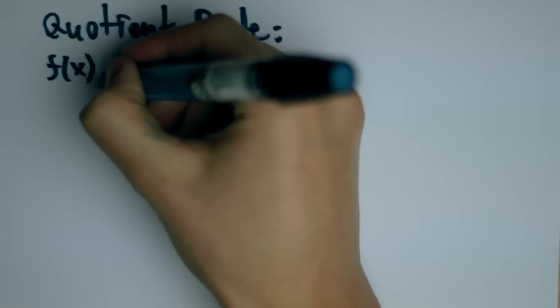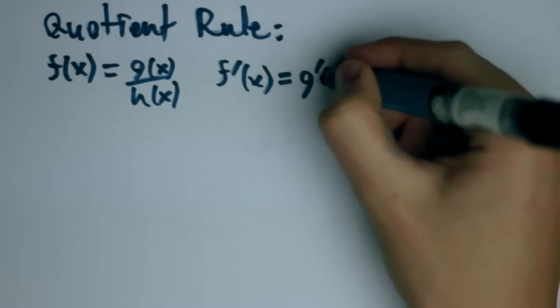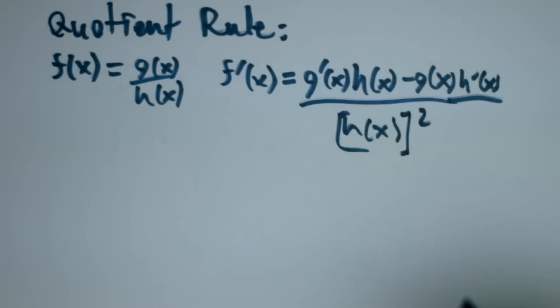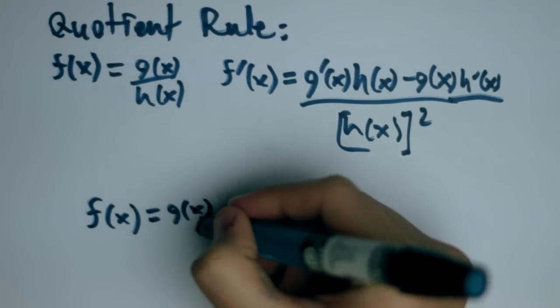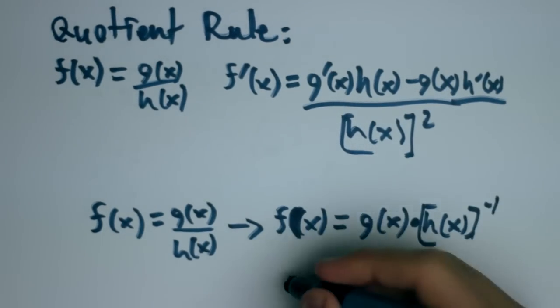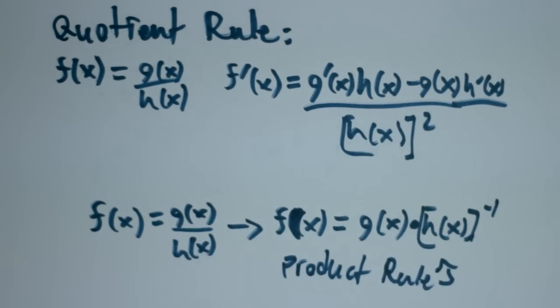Now the quotient rule. Well, it's a bit dumb, because instead of telling you about the whole new rule, I'm just going to tell you that you can simply use the product rule instead. All you have to do is turn g of x divided by h of x into g of x times h of x to the negative 1, using basic algebra.